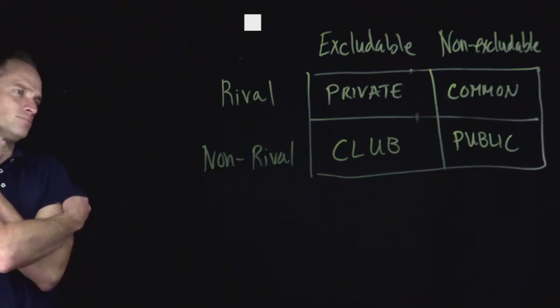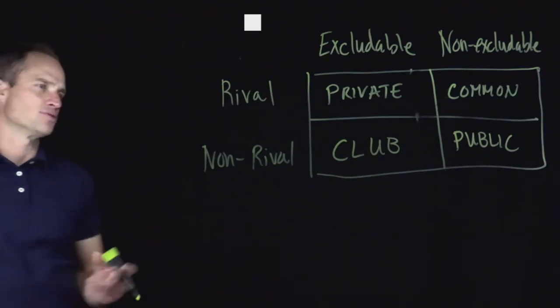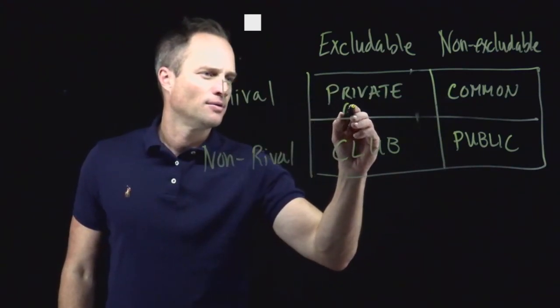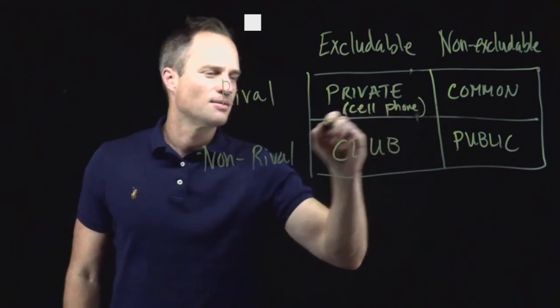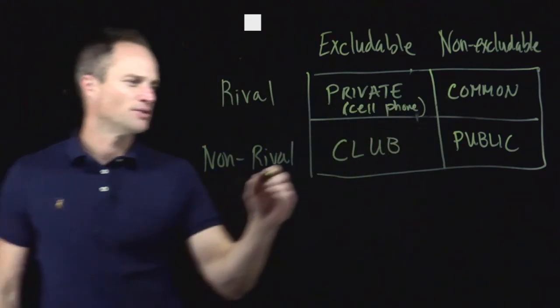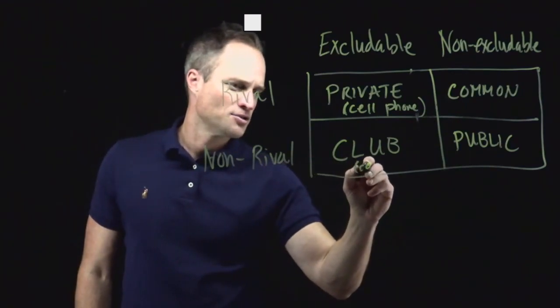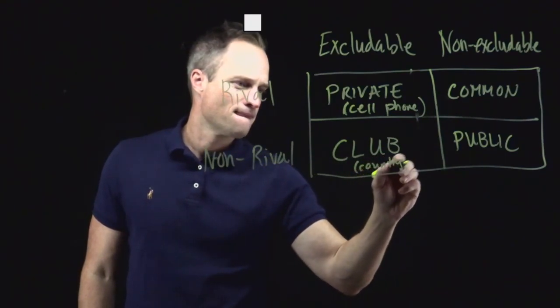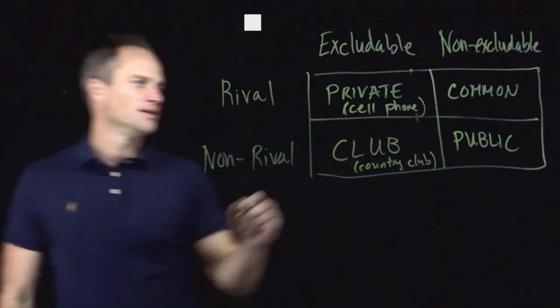And we've given some examples throughout. Let me just pop a quick single example in each cell, right? This is a cell phone. This could be like a country club or an athletic center, the SRC, right?